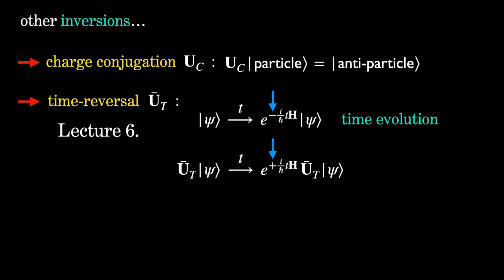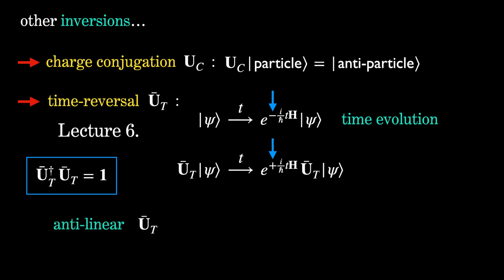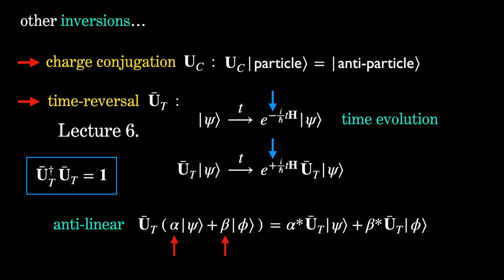In that video, we have also shown that the operator U bar T has to be an anti-unitary operator in order to implement time reversal. An anti-unitary operator is similar to its unitary counterpart in the sense that its Hermitian conjugate is also its inverse, except an anti-unitary operator is anti-linear. This means acting on a linear superposition of states, we need to take an additional complex conjugate on the coefficients of the superposition. That is what we mean when we say that time reversal is qualitatively different.